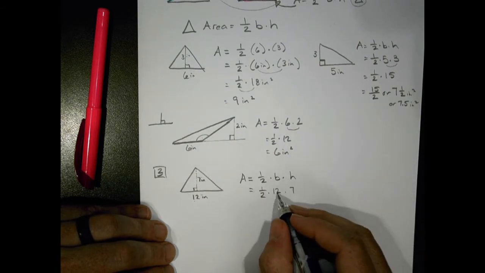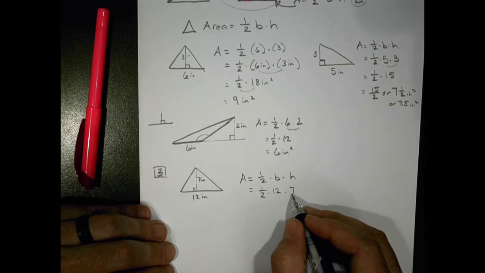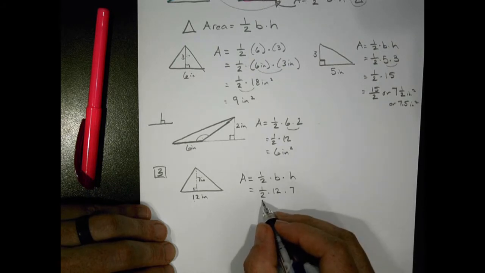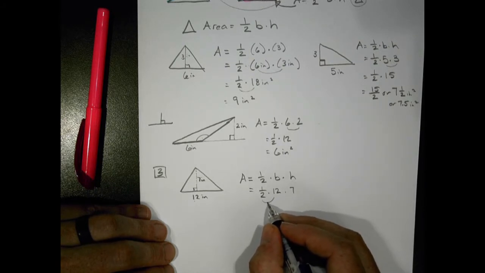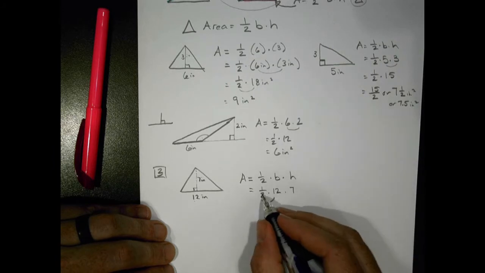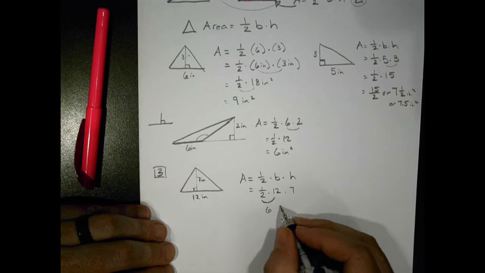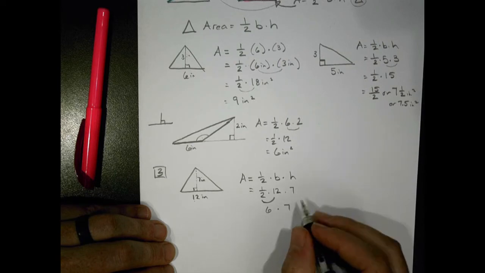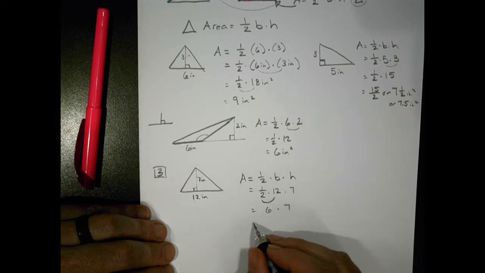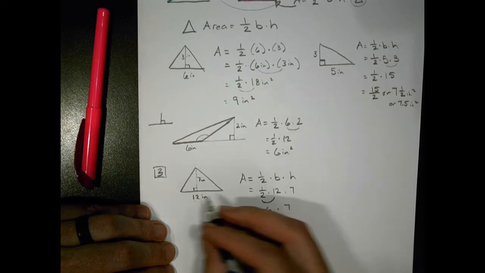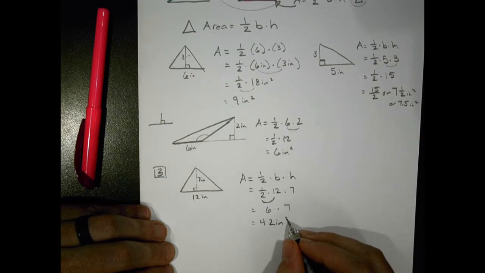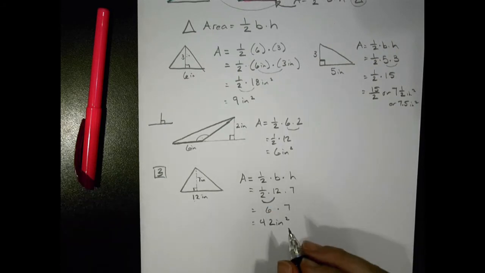Okay. Now I can multiply 12 times 7 first, like I've been doing, but I'm going to go ahead and do this one first. Why? Because I can divide 12 by 2 because it's an even number pretty quickly with some mental math. Half of 12 is 6. So now I have 6 times 7, that's what's left. And then 6 times 7 is equal to 42. So these are inches, this would be 42 inches squared, becomes the area of that triangle right there.